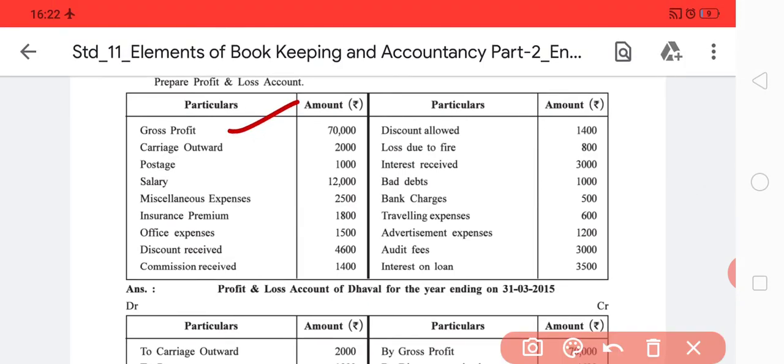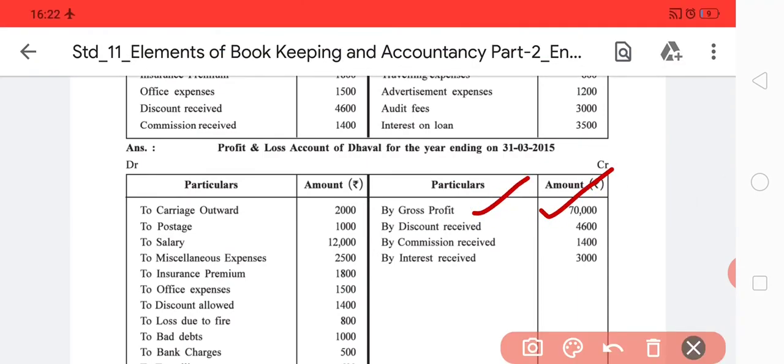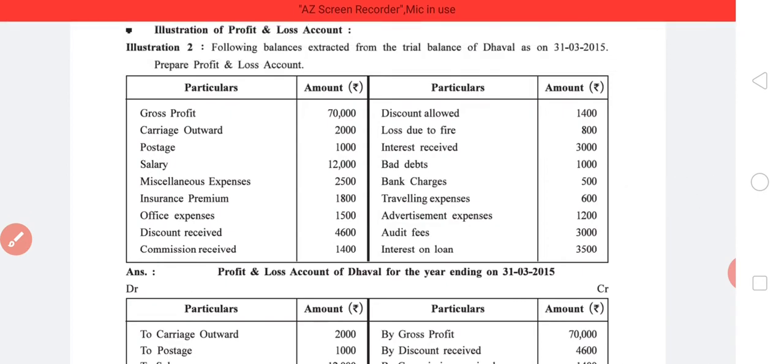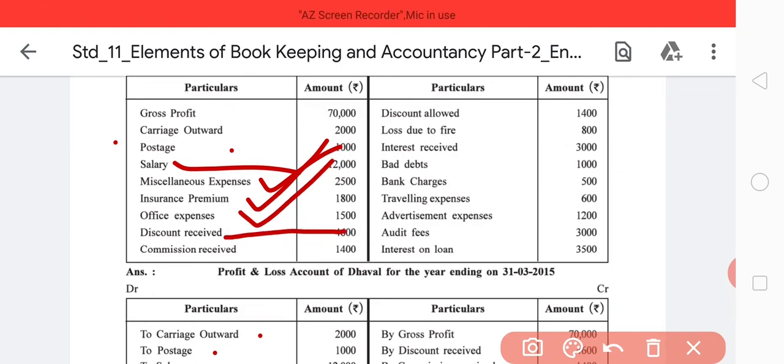फर्स्ट ग्रॉस प्रॉफिट 70,000 है, तो प्रॉफिट एंड लॉस अकाउंट में कहाँ पे आएगा, क्रेडिट साइड में लिखेंगे बाय ग्रॉस प्रॉफिट 70,000. सेकेंड कैरेज आउटवर्ड, कैरेज आउटवर्ड will come in profit and loss account on the debit side. Postage, to postage debit side 1,000. सैलरी 12,000 डेबिट साइड पे आएगा. मिसलेनियस एक्सपेंस डेबिट साइड. इंश्योरेंस प्रीमियम डेबिट साइड. ऑफिस एक्सपेंस डेबिट साइड. डिस्काउंट रिसीव्ड क्रेडिट साइड. कमीशन रिसीव्ड क्रेडिट साइड. डिस्काउंट अलाउड डेबिट साइड. लॉस ड्यू टू फायर अकाउंट डेबिट साइड.